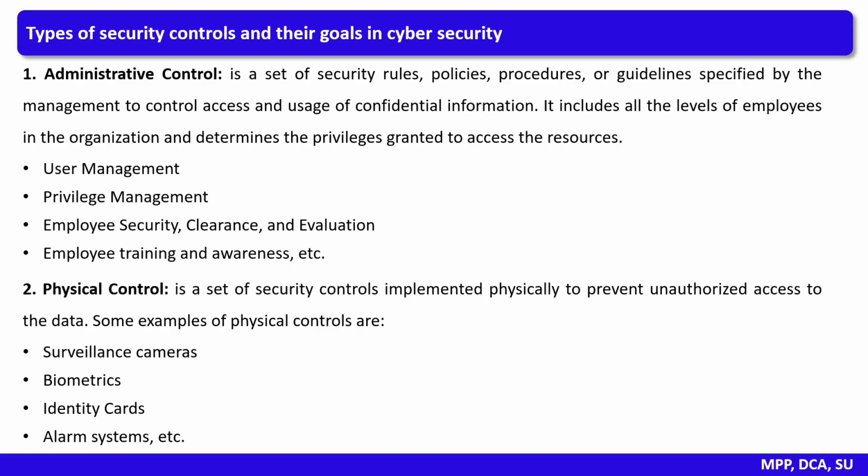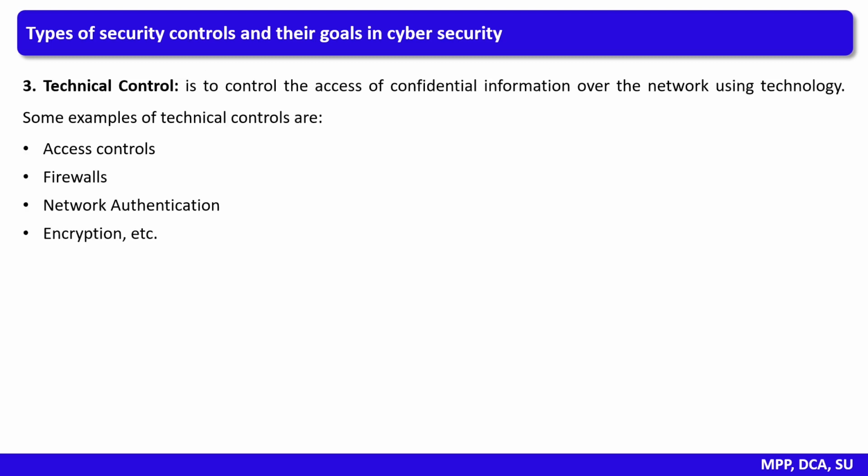Physical control is a set of security controls implemented physically to prevent unauthorized access to the data. Some examples of physical control are surveillance cameras, biometric systems, identification cards, alarm systems, and many more. Technical control. Technical control is to control the access of confidential information over the network using technology. Some examples of technical control are access control mechanisms, firewalls, network authentication, encryption, and many more.